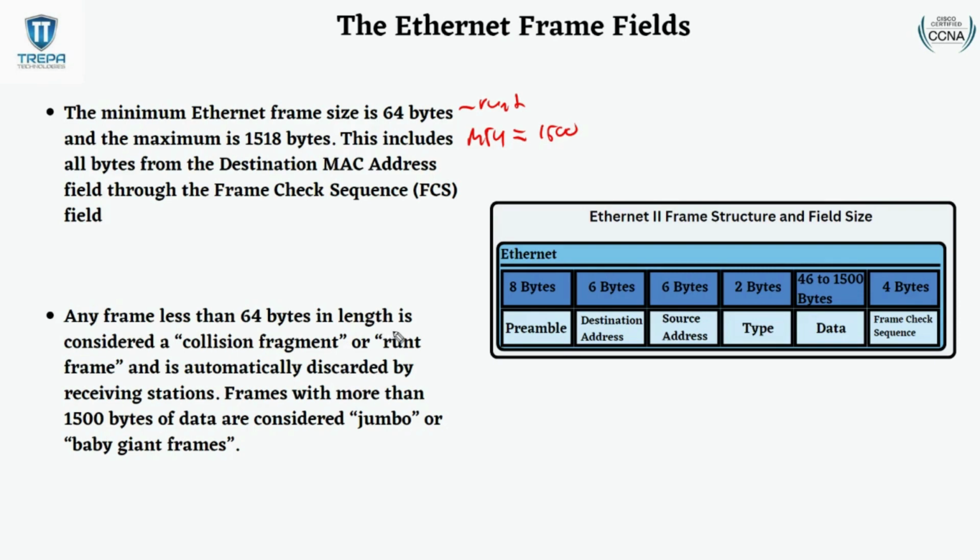So any frame less than 64 bytes in length is considered a collision fragment or a runt frame. And those are automatically discarded by the receiving stations. And then anything over 1,500 bytes of data is going to be considered a jumbo frame. I haven't heard this baby giant frame, but again, when you go through documentation, the IEEE, building this course, it's vocabulary that's there, right? So we have to mention it.